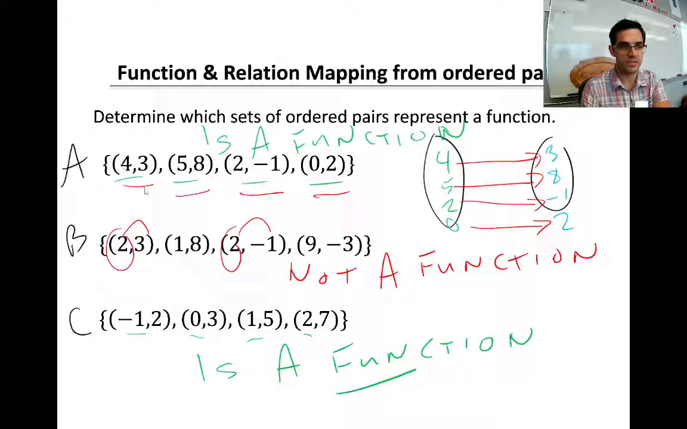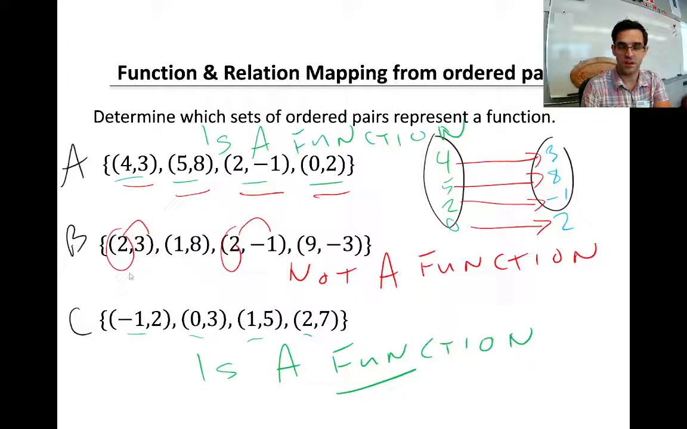So we could take the 4, the 5, the 2, and the 0, and make our input set out of those. The y values would be the outputs, or the range, 3, 8, -1, and 2, so we can make a list over there of those output elements. And then 4 would map to 3, and 5 would map to 8, 2 would map to -1, and 0 would map to 2. So we just draw those arrows straight across. And as you can see, this is a function.